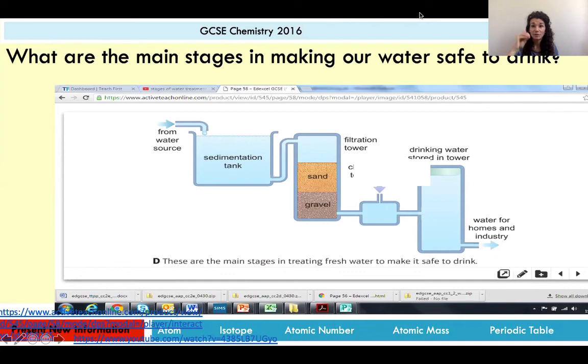So for chemistry this week, if you can just revise all the topics that we've learned, they will be on class charts for you if you can't remember them.